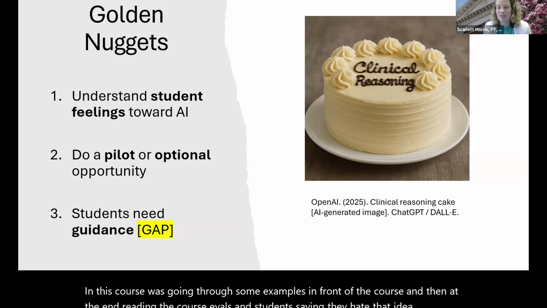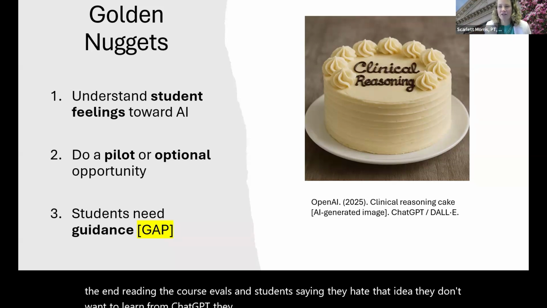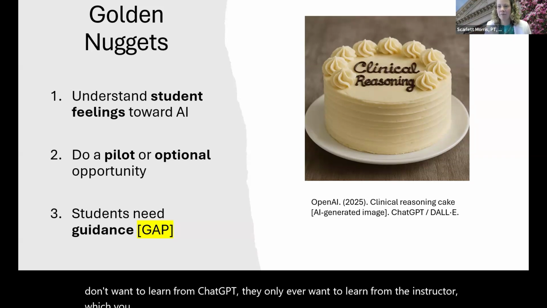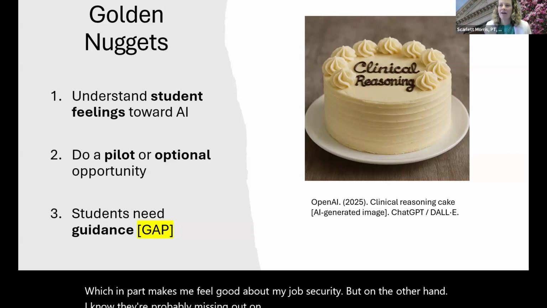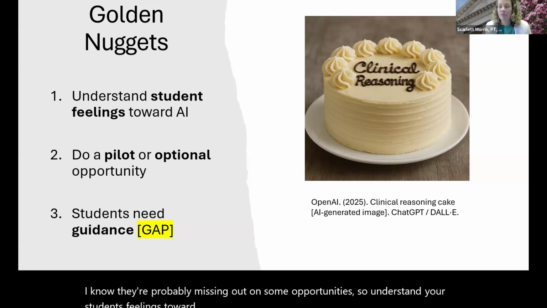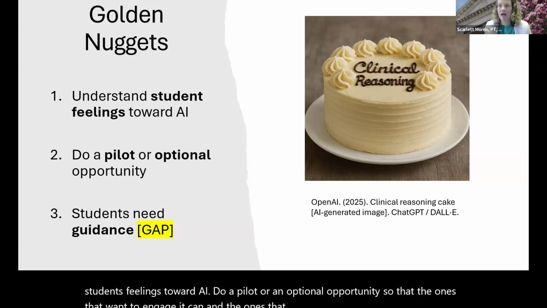They don't want to learn from ChatGPT. They only ever want to learn from the instructor, which, in part, makes me feel good about my job security, but on the other hand, I know they're probably missing out on some opportunities. So understand your students' feelings toward AI. Do a pilot or an optional opportunity so that the ones that want to engage it can, and the ones that really are not there don't have to.